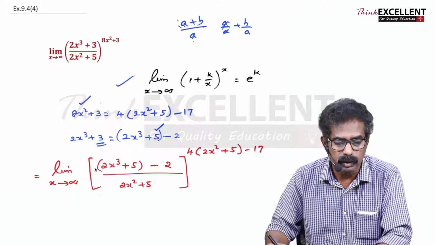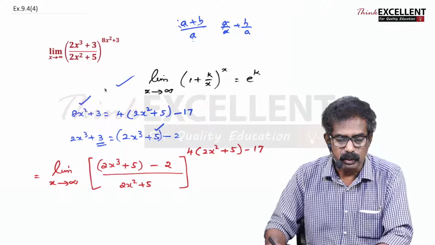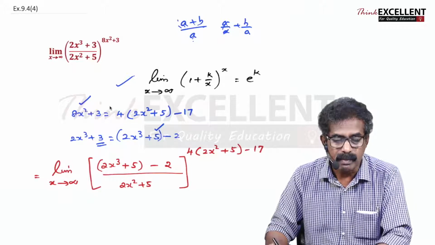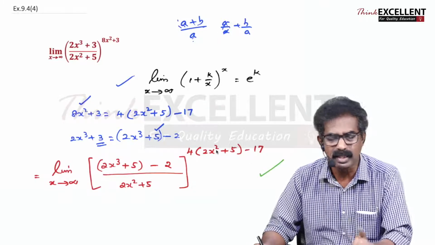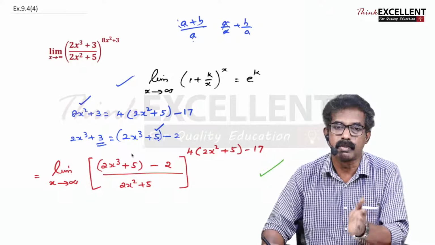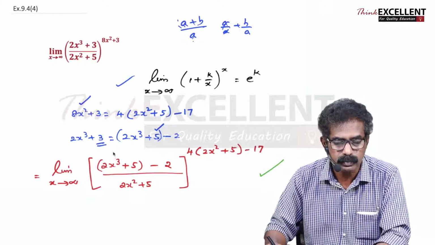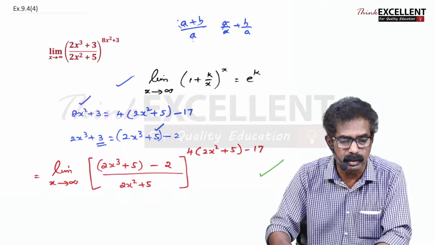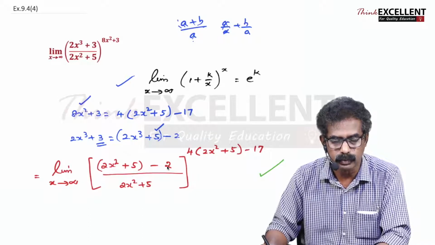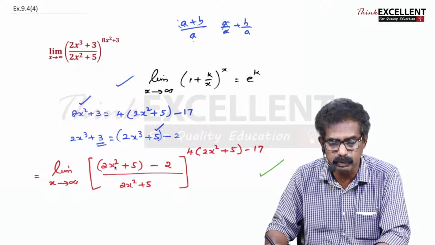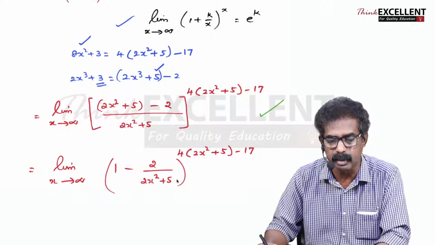Please listen. So limit x tends to infinity. Denominator write as it is. Instead of numerator, you write 2x square plus 5 minus 2. The power you write 4 into 2x square plus 5 minus 7. This step is very, very important. Then the remaining is very simple. Inside the bracket you split into 2 like this, a by c minus b by c. So 2x square, not cube, right? 2x square plus 5 minus 2, that is the numerator by denominator. So split into 2, this by this. So that cancels, you are getting 1 minus 2 by the denominator, and the power you write.